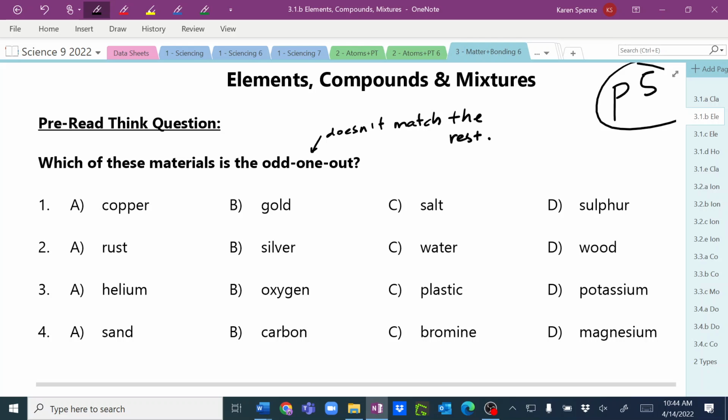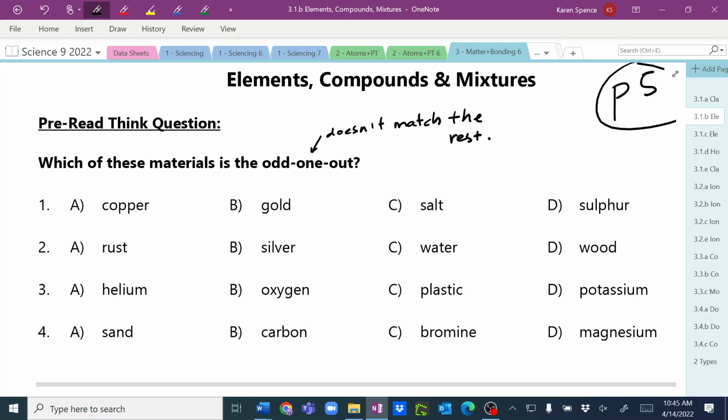Okay, so let's try those again. A, B, C, and D. Okay, so we're going to do it a few times. A, B, C, D. Should we do it again slower? A, B, C, D. And one more time. A, B, C, D.